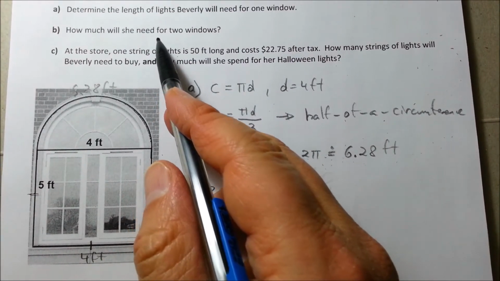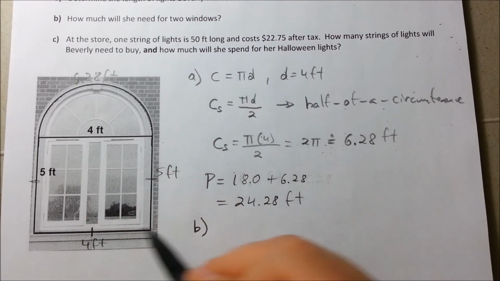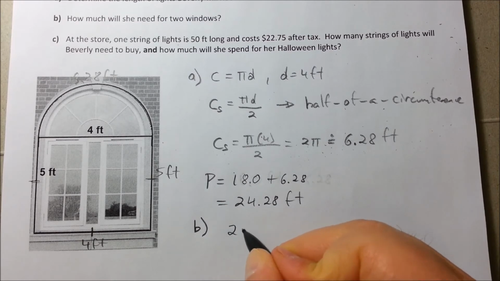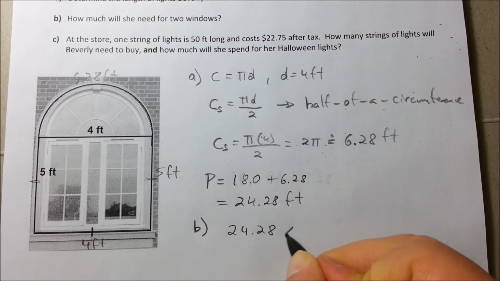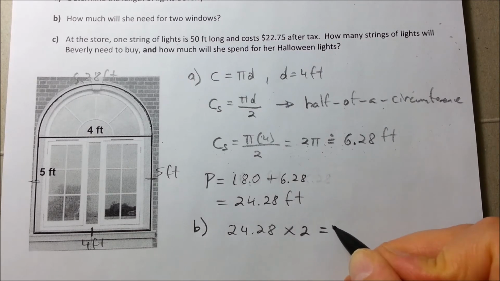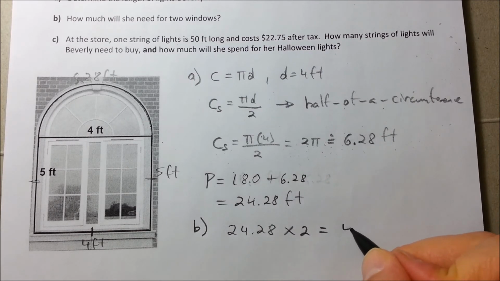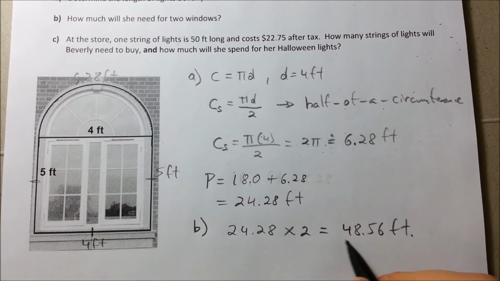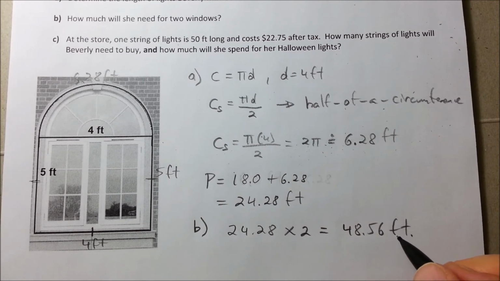And of course, part B says how much will she need for 2 windows. Well, if for one window you need 24.28 feet, for 2 windows you will need to multiply that by 2, and that is equal to 48.56 feet. Right, 48.56 feet.